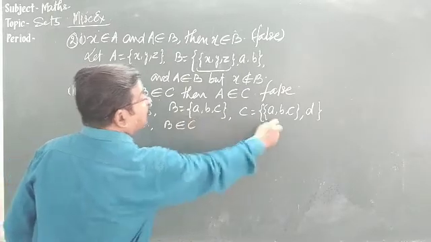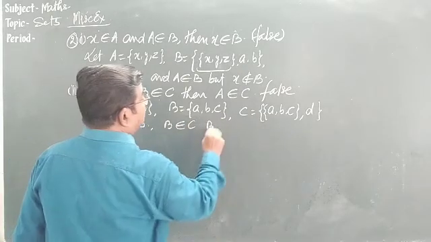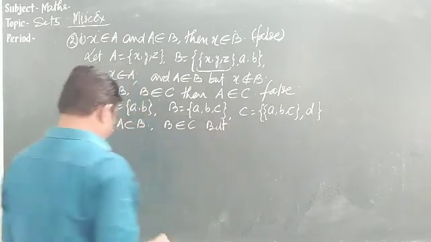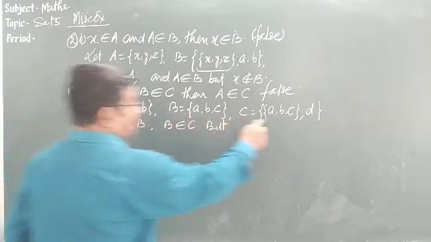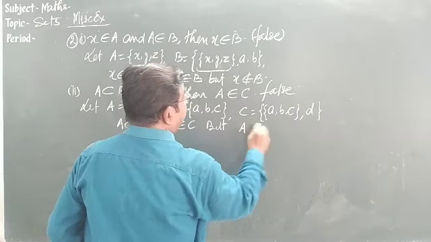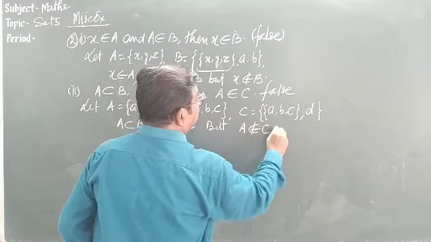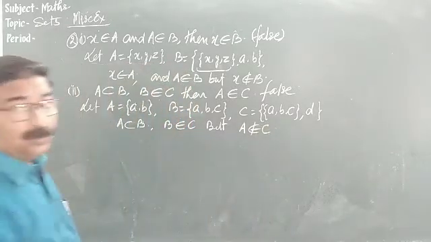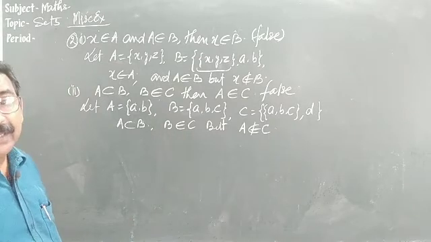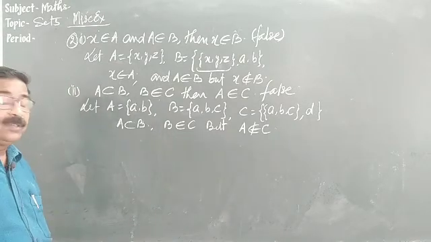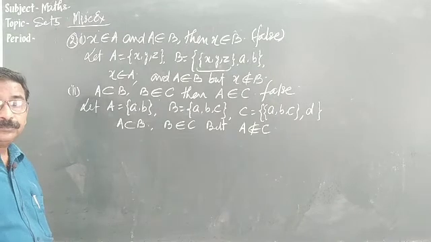All the elements of B are found in C. But what we say, this AB cannot be separated here. A does not belong to C. A does not belong to C. So this is how you can write the reason. This was the second part. Is it clear?